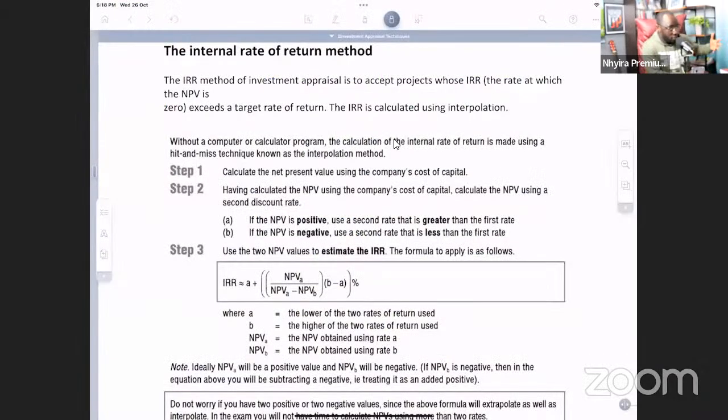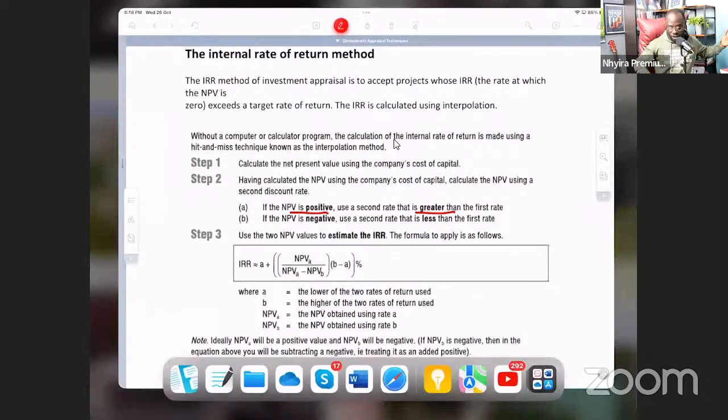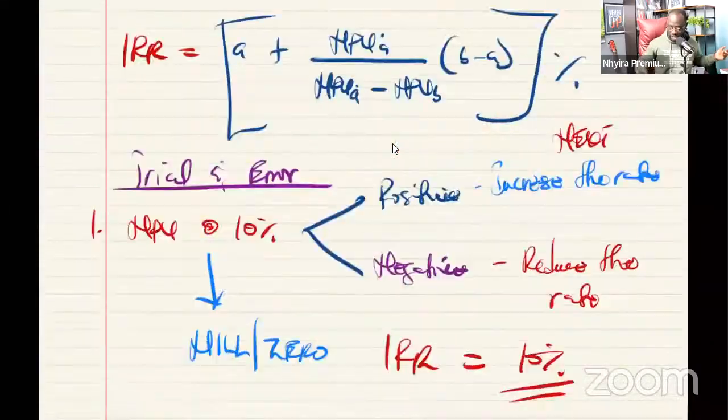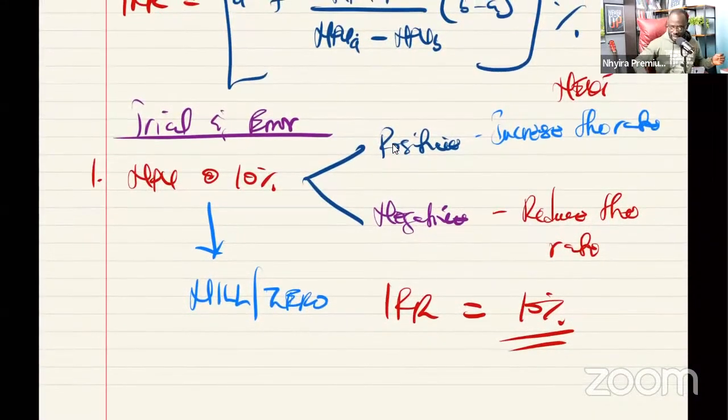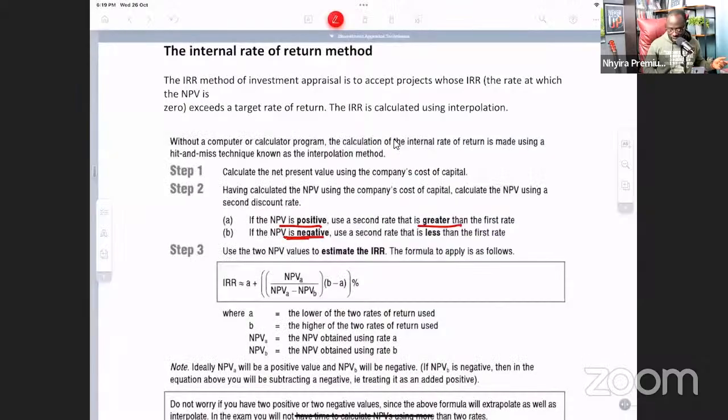So everything that I've said, it's available here. If NPV of the project is positive, in the second rate, we use a greater rate. Why? Because the first one was too small. So that is why we said increase it. Then if you do the calculation and it is negative, it means the rate was too high. So in the second one, you use what? A lesser rate. That is the idea about how we deal with internal rate of return.